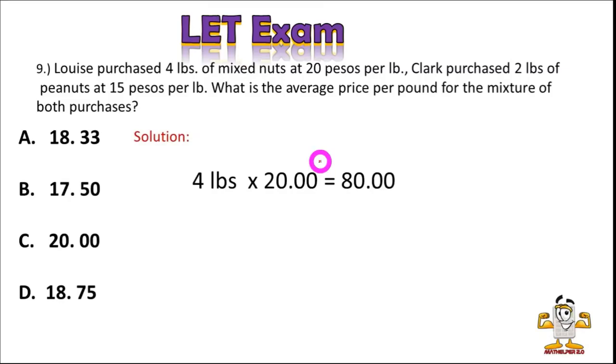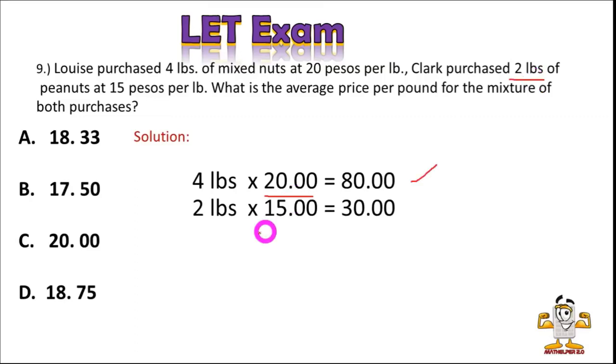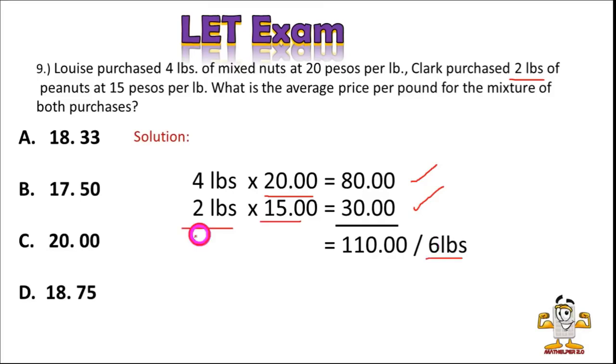Louis bought 4 pounds, which cost 20 pesos. So, 4 times 20, so 80 pesos. While Clark purchased 2 pounds of peanuts at 15 pesos. So, in all is 30 pesos. So, add mo natin yung total cost niya is 110 at 6 pounds. Dahil 6 pounds lahat ng kanyang pinamili.